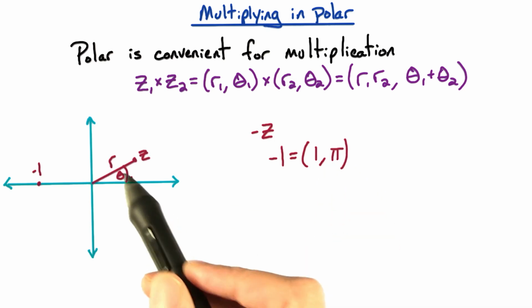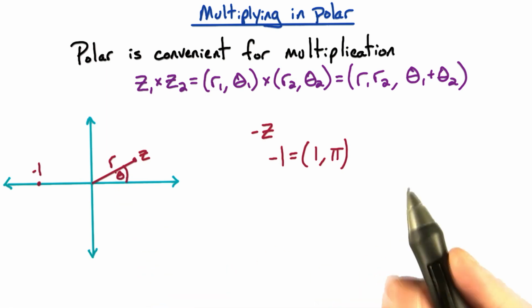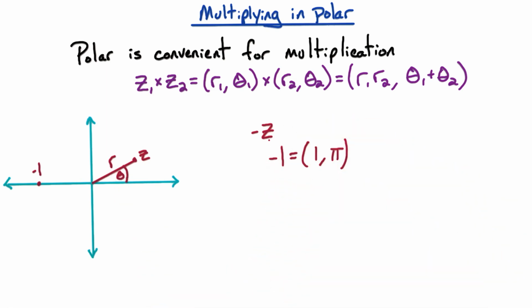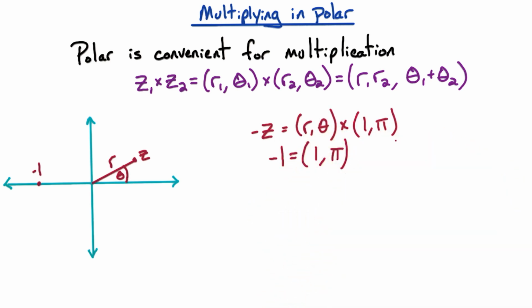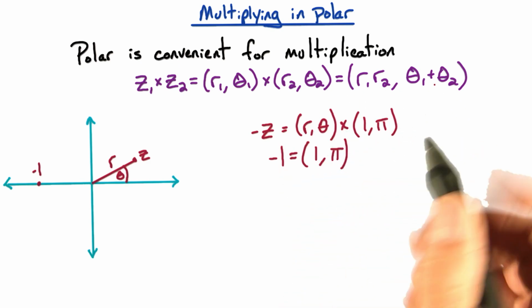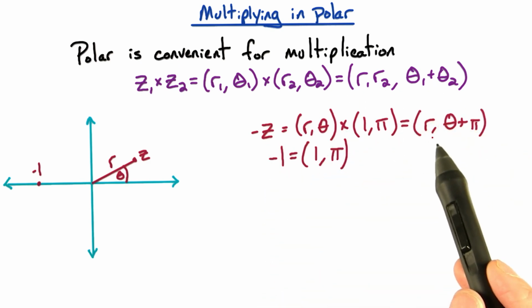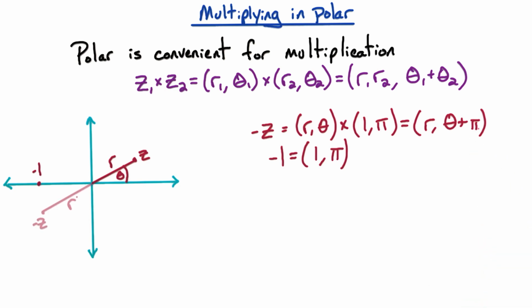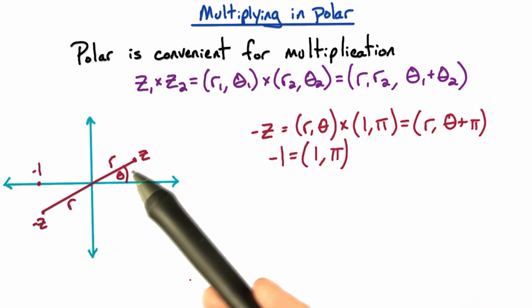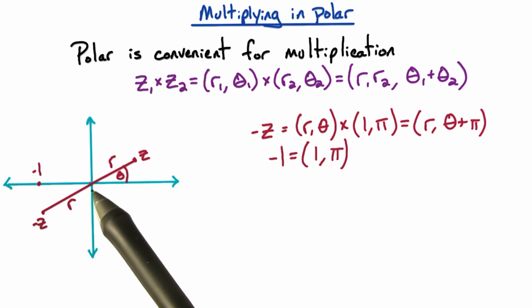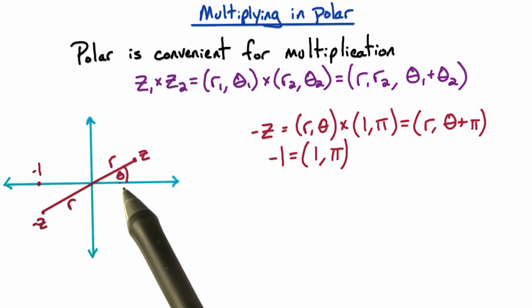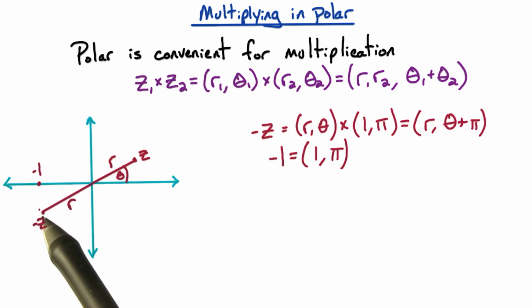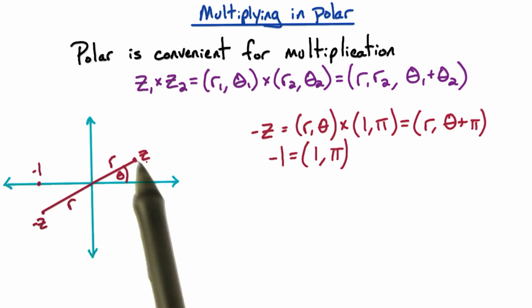And let's say z is this point at polar coordinates r comma theta. Then negative z corresponds to the product of r comma theta times negative 1 in polar coordinates, which is 1 comma pi. Then using the above rule, we have that negative z is at the polar coordinates r comma theta plus pi. So the point negative z is the reflection of the point z. It's the same distance r from the origin, and instead of going an angle theta, we go an angle theta plus pi. So if you view the complex numbers in the complex plane, it's easy to find their opposites by looking at their reflection.